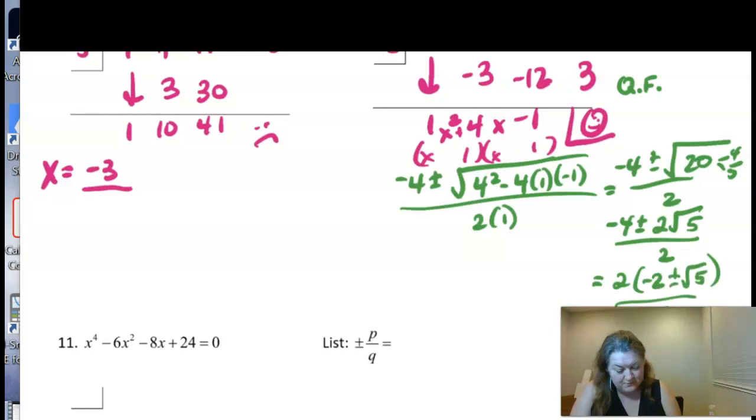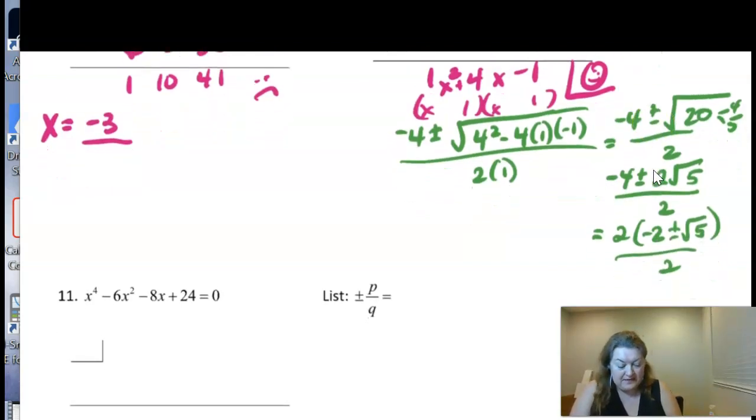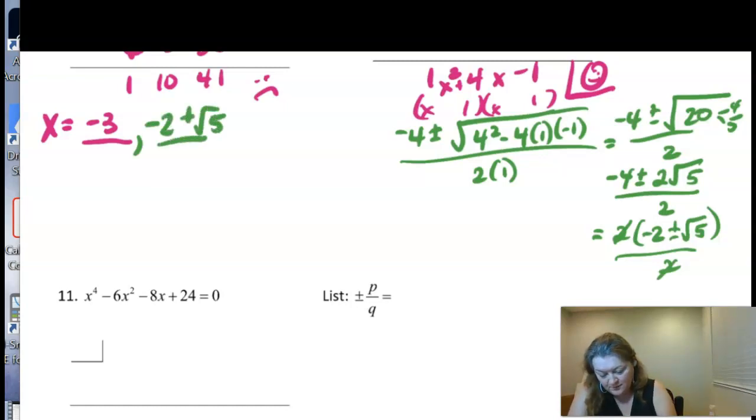all over 2. I can't separate this plus and minus team, but I can factor out the 2's that have already been factored out. All right, so my next answer is going to be negative 2 plus square root of 5, and then my other one's going to be negative 2 minus square root of 5. So there are my three answers.